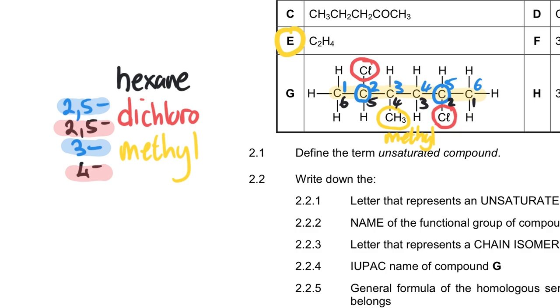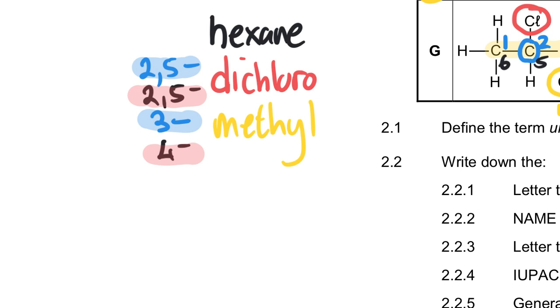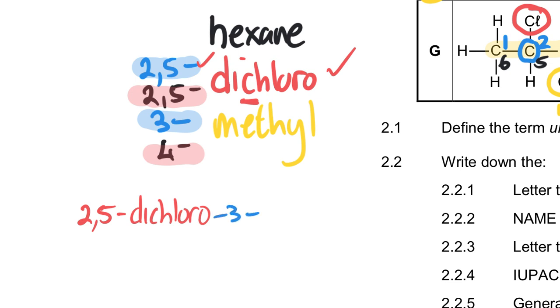So therefore, we now can say, all right, now we are going to name the substituents in alphabetical order. So we're going to start with chloro. We don't take the di into consideration when we look at the alphabetical ordering. So this is going to be 2,5-dichloro. It's going to be 3-methyl.